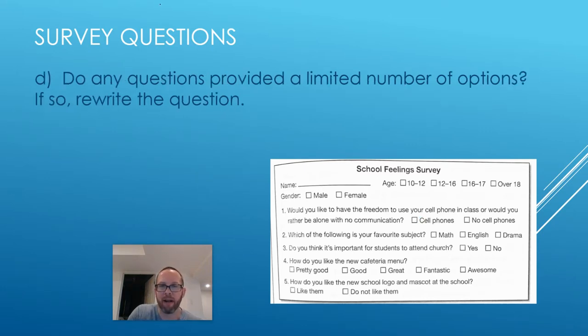Do any questions provide a limited number of options? Well, I think the obvious answer to that one is look at question two. What of the following is your favorite subject? Math, English, drama. Well, obviously there's many other subjects. This can lead to bias as well. This is almost like a leading question as well, because it's leading people to select math, English, and drama when people can't select physical education or history or geography or art. So if you were to rewrite that question, you might just say, what is your favorite subject? And then have people state what their favorite subject is.